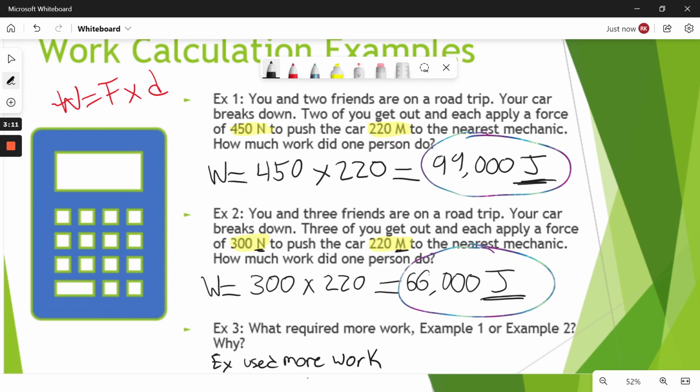And if I think about this, in example 1, it said 2 friends are pushing. And here it said 3 friends are pushing. So there were fewer people, so I had to apply a bigger force. Okay, so example 1 used more work because we used more force. And same process for any other work calculations that you are doing.